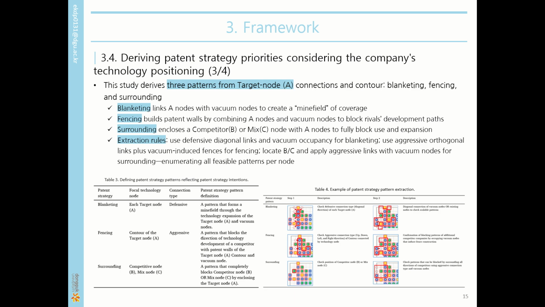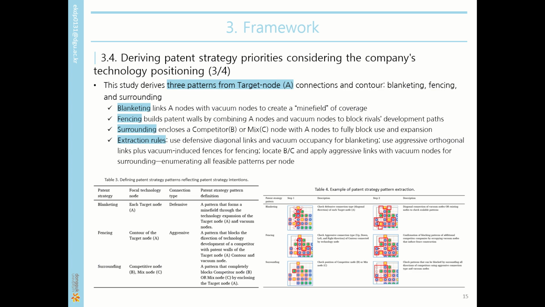The study derives three patterns from target node connections and contours: blanketing, fencing, and surrounding. Blanketing links A nodes with vacuum nodes to create a broad minefield of coverage. Fencing combines A nodes and vacuum nodes to build patent walls that block rivals' development paths. Surrounding encloses a competitor or mixed node with A nodes to fully block use and expansion. Extraction is rule-based.